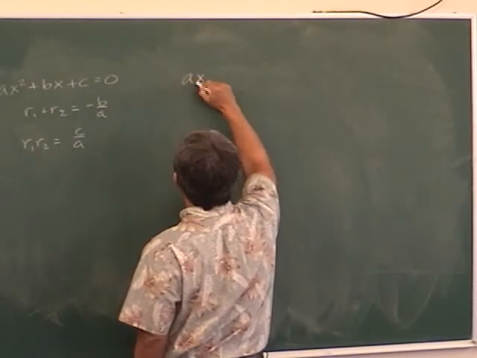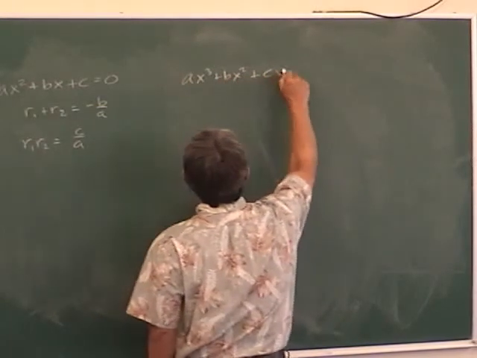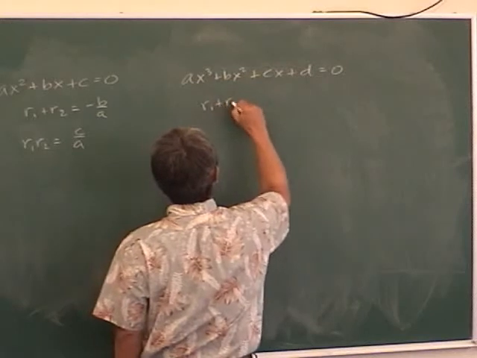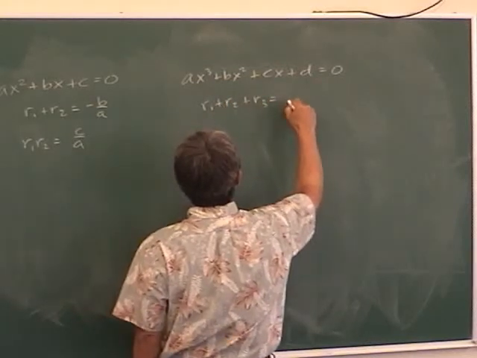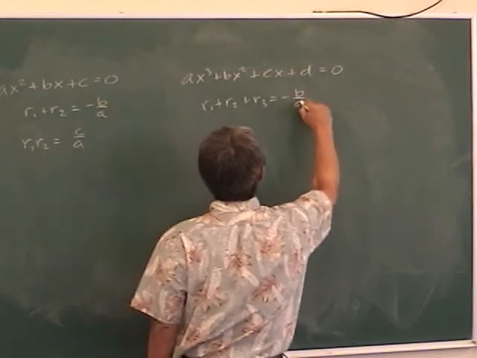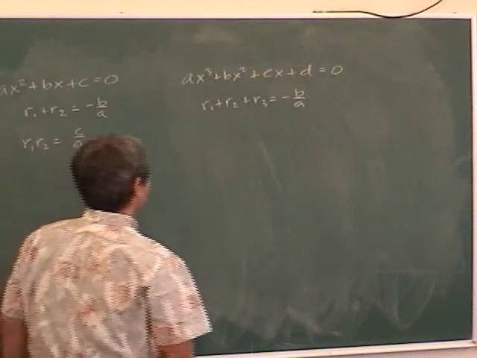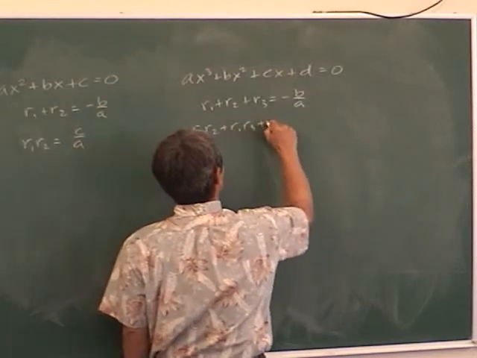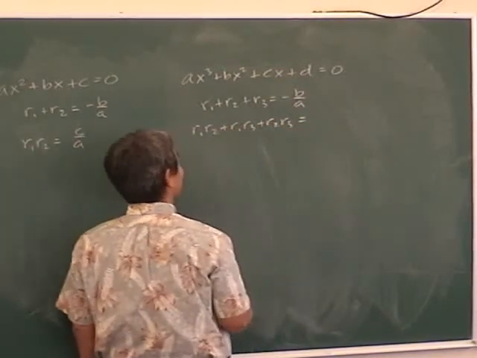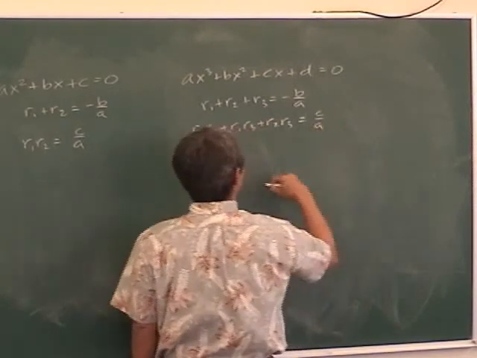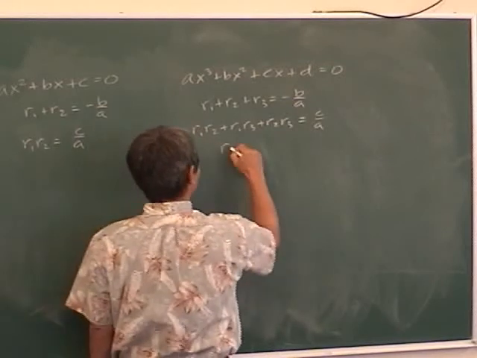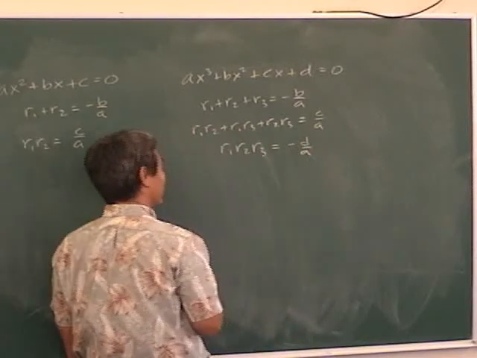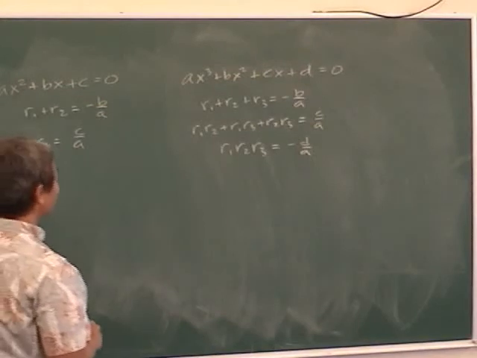If you have a cubic equation, ax cubed plus bx squared plus cx plus d equals 0, how many roots are there? Three. If I add the three roots together, you will always get negative b over a. It's in your notes. Hey, that's the same as this one. If I multiply the roots together two at a time, r1 times r2, r1 times r3, and r2 times r3, you will always get c over a. If I multiply the roots together three at a time, but there's only three, r1 times r2 times r3, you will always get negative d over a. You guys see the pattern? Okay, let's move on.